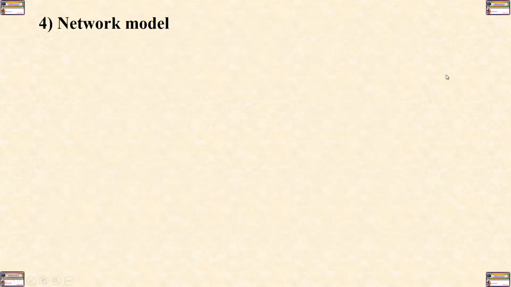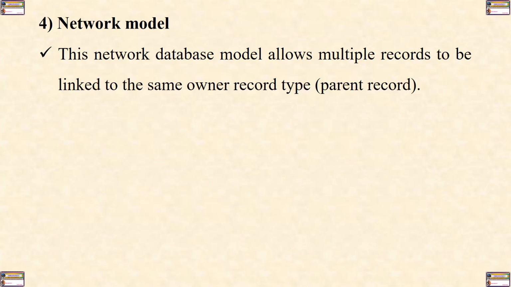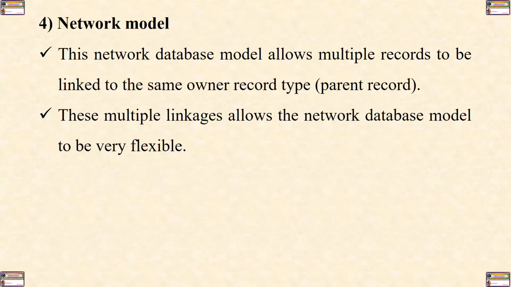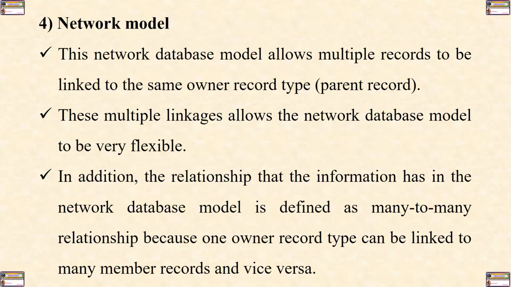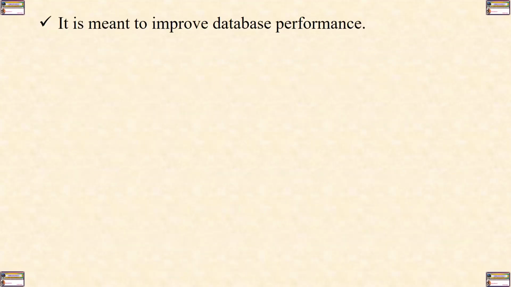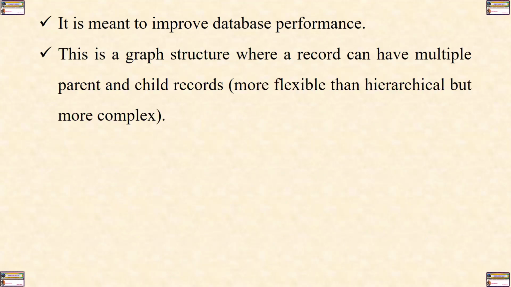Therefore, the next model that we can have is what we call the network model. This network database model allows multiple records to be linked to the same owner record type, or what we call parent record. These multiple linkages allow the network database model to be flexible. In addition, the relationship that the information has in the network database model is defined as many-to-many because one owner record type can be linked to many member records and vice versa. It is meant to improve database performance.